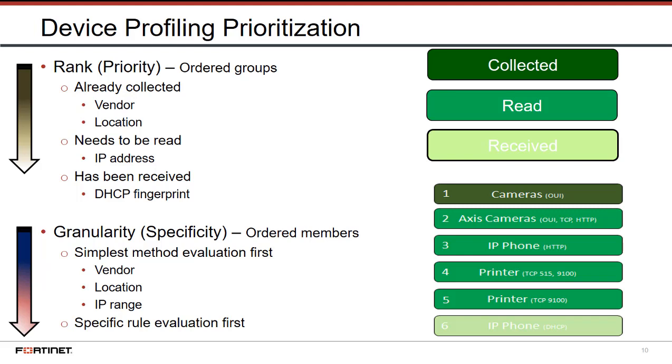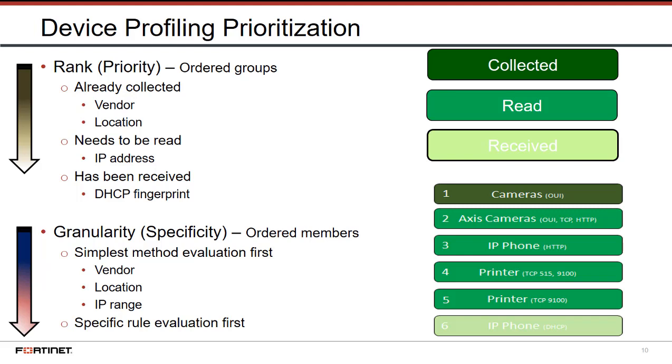As soon as it saw something connect to the network, it already knows the vendor OUI. Then our second group, the read group, we have 4 rules that fall into that. We have the access cameras, which uses vendor OUI, TCP, and HTTP. And we have IP phones, HTTP, printer, TCP 515 or 9100, and the printer rule that requires only TCP 9100.